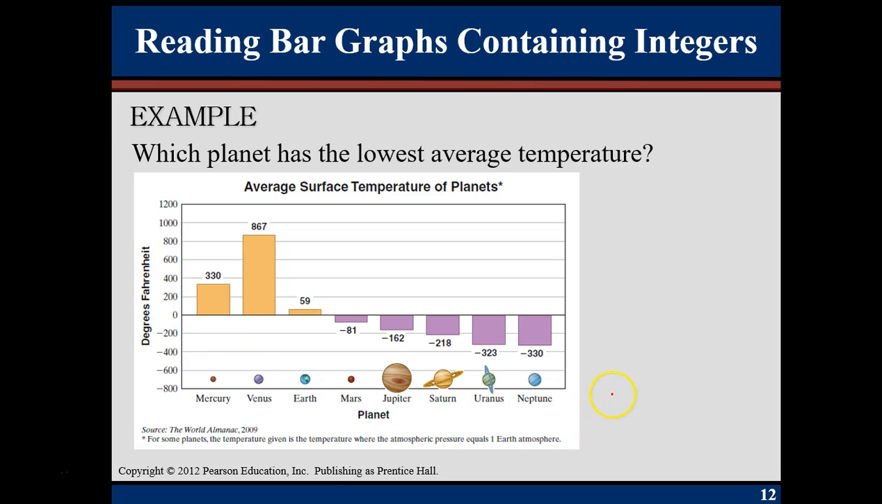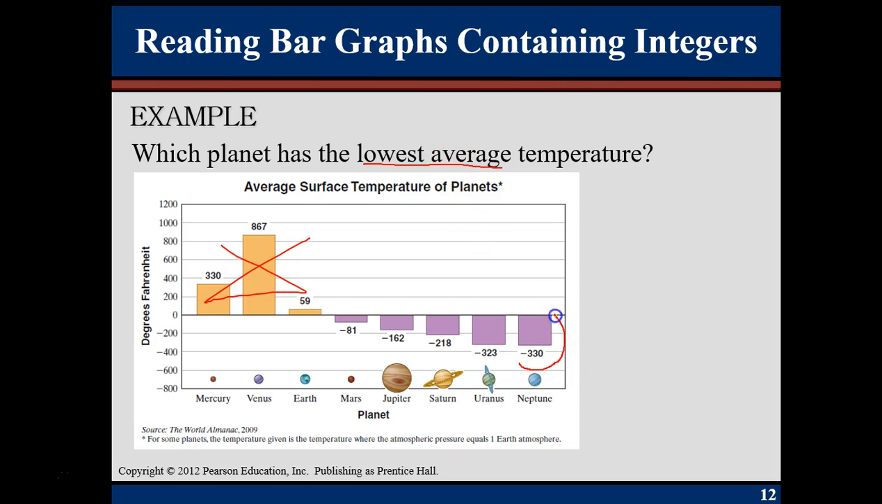Let's go back to some comparing. I have a bar graph showing the temperature of 8 planets. Which one has the lowest average temperature? Well, these are positive numbers. Positive numbers are always greater than negative numbers, so we know it's not those. And the lowest average temperature is going to be the average temperature that actually, when you're looking at negative numbers, appears to be the highest.